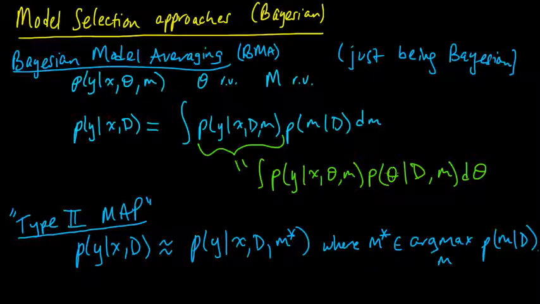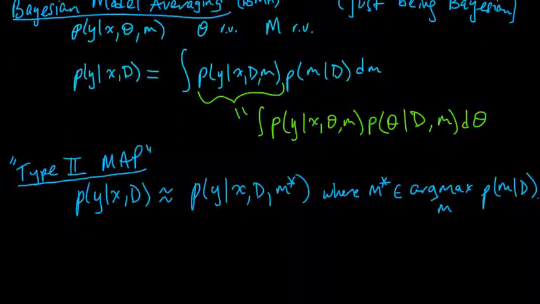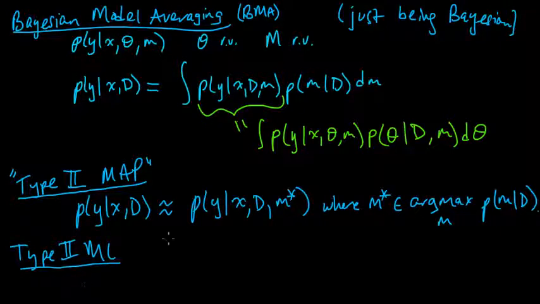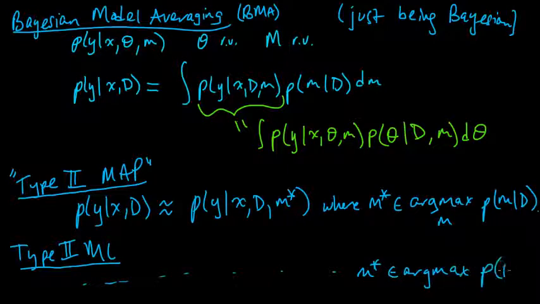And the reason why I think that's a pretty good name is because type 2 maximum likelihood is when you do the same thing, so all of this just the same. And for m star, you take the argmax, the maximizer of the probability of the data given the model. And this is called type 2 maximum likelihood.